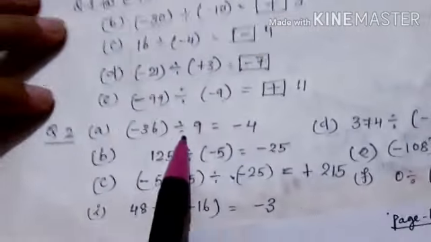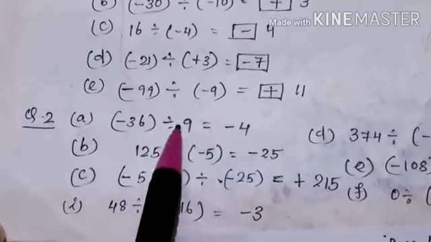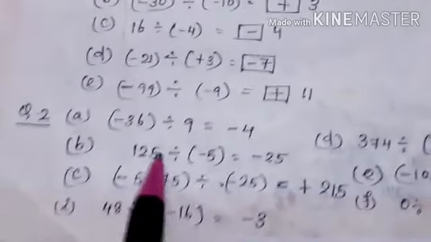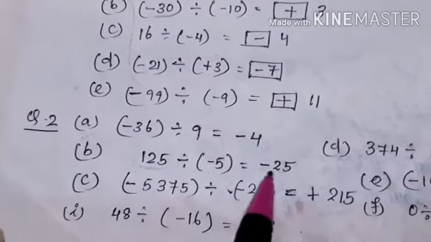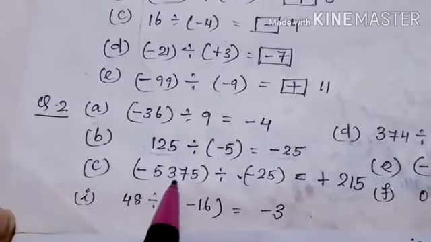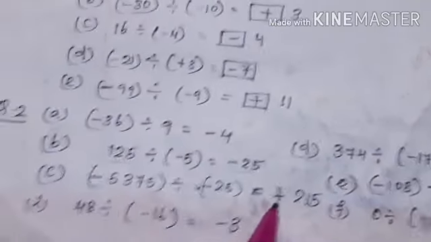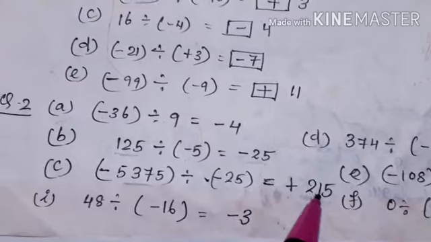Now question number 2. Find the quotient of the following. See, minus 36 divided by 9. What will be the quotient? Already I have told minus divided by plus is equal to minus, then 9 4s are 36. Then 125 divided by minus 6. First you put the sign, plus divided by minus is equal to minus. Then 5 you divide 125. What will be the quotient? 25. Then minus 5375 divided by minus 25. Minus divided by minus is equal to plus. Then you divide by 25, you will get the answer 215 as the quotient.